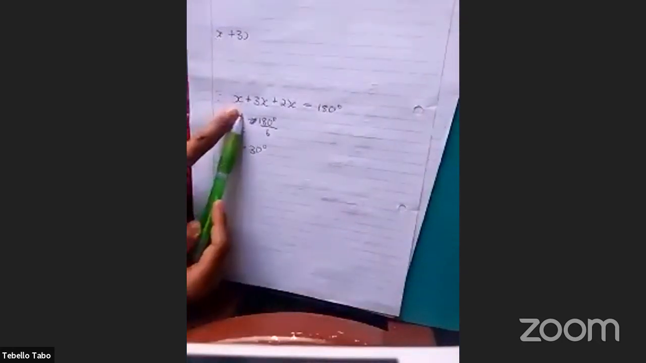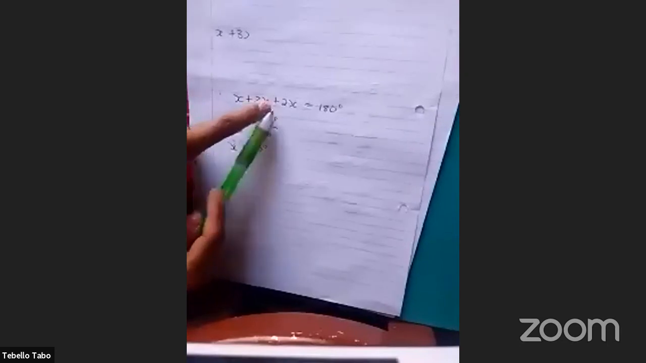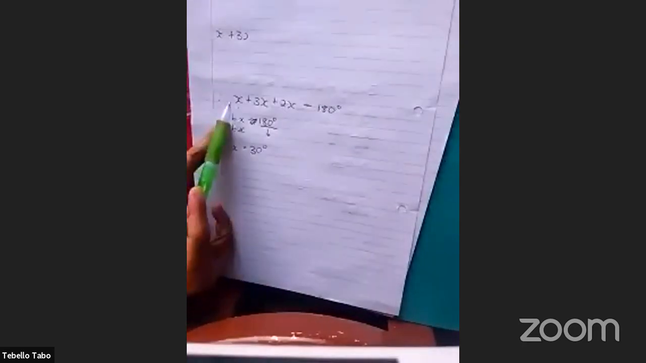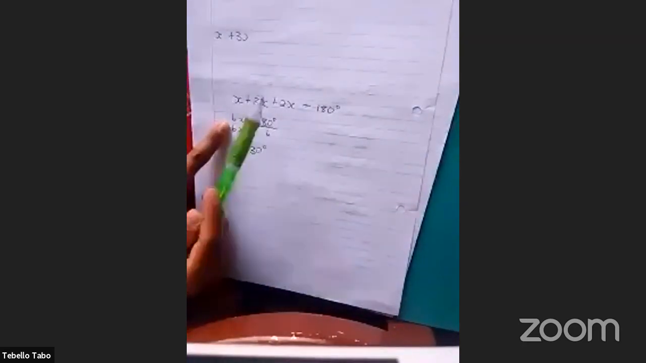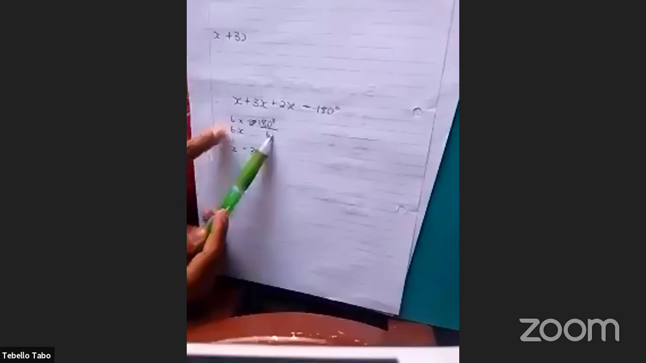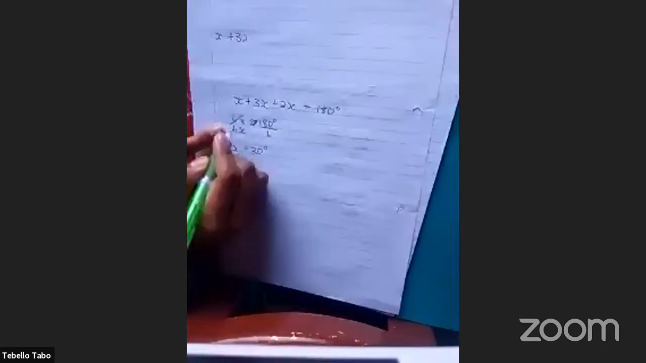Okay, so we have our x plus our 3x plus our 2x equals 180 degrees, right? And then we'll have our 6x, because this is 1x plus 3x plus 2x equals 180. 6x equals 180, divided by 6. This will cancel this, and then our x will be 30 degrees, right? So that's our answer for number A.